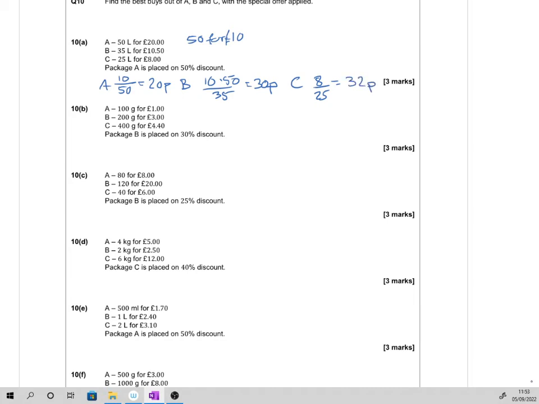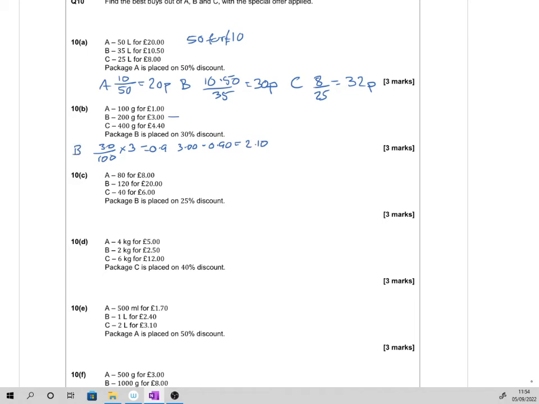Right, so package B is on 30% discount. So 30% times £3. 30 divided by 100 times 3 is 0.9. So £3 minus 90 pence is £2.10. So that was package B.